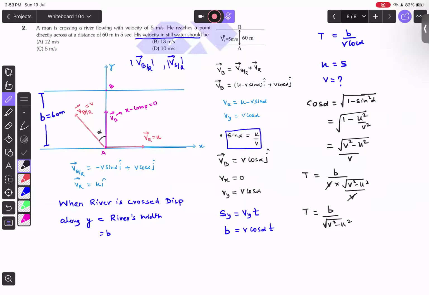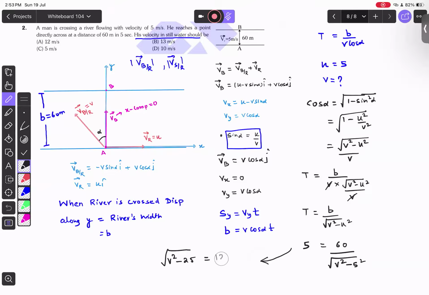So t is equal to 5 seconds. B is equal to 60 meters. V I don't know. U is equal to 5 only. So 5 square. So solve this thing everyone from here. So we get V square minus 5 square, which is 25, root over, to be equal to 60 by 5.